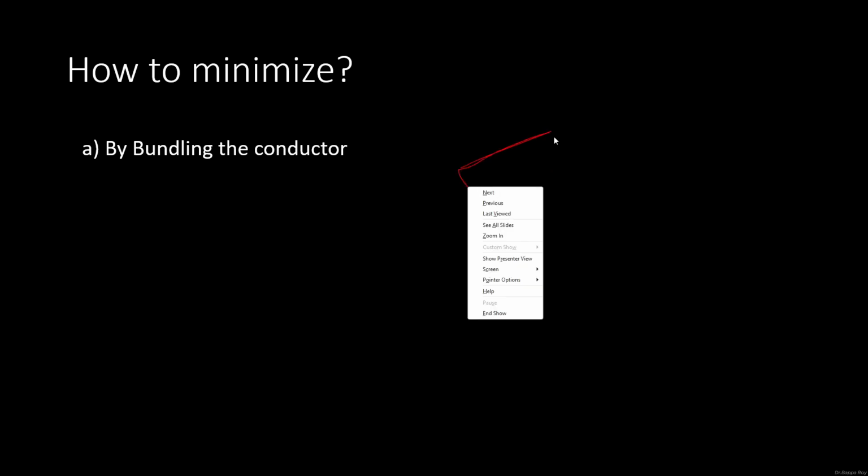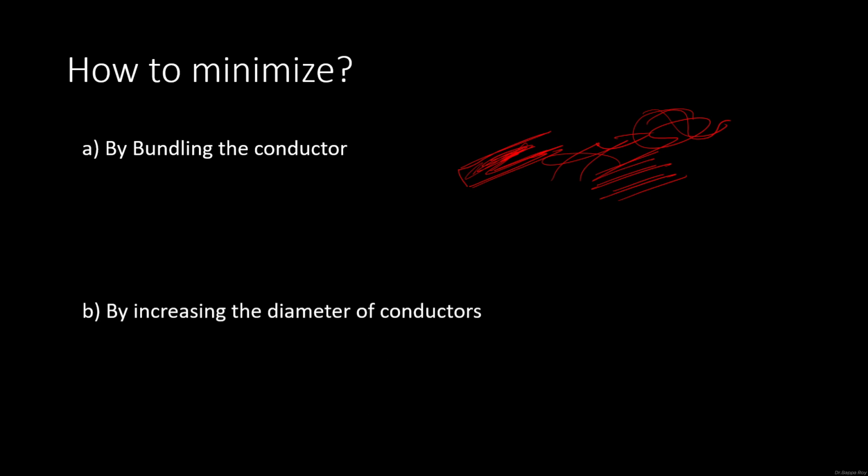And how to minimize it? There are lots of ways, but the first is bundling the conductor, meaning without using one single conductor, they use so many conductors bundled like this. Sometimes it is like that. You can draw it. Bundling the conductor means so many small conductors make one conductor. That's it.